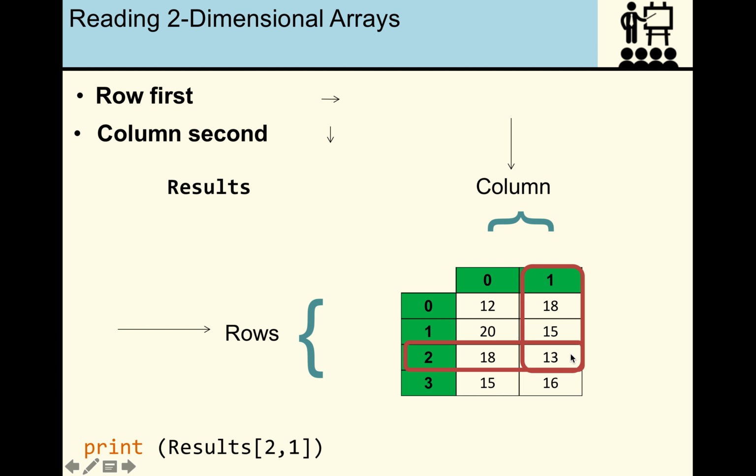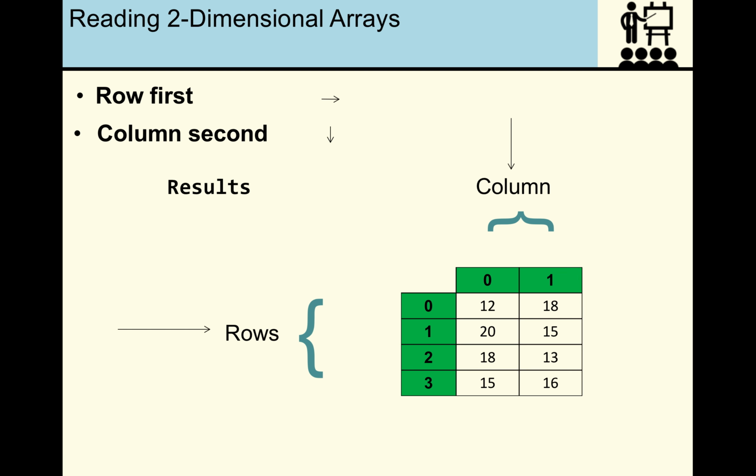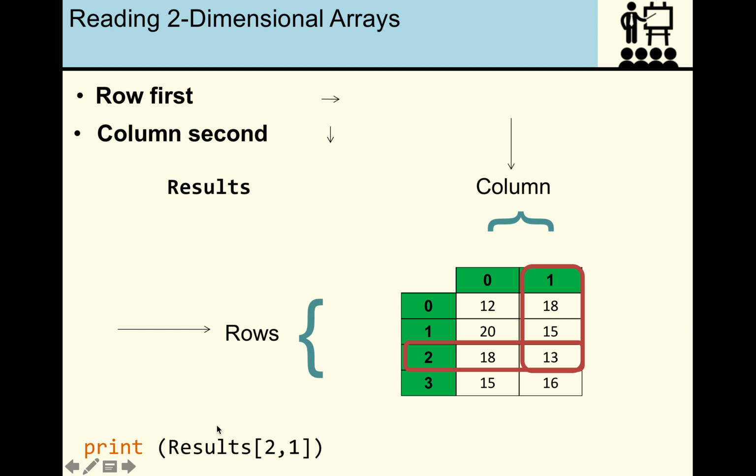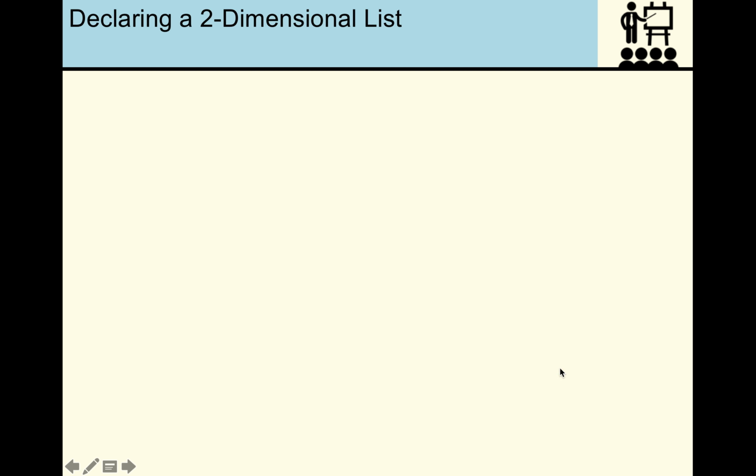And I'm actually going to be printing out 13. I'm getting the result from test 2, and I believe that was Shakira's result. Yep, that's Shakira's result in test 2. So if I wanted to find out Shakira's result in test 2, I'd go results, which is the name of my two-dimensional array. Then I need to pick the row first, which is 2, and then I need to pick the column, and that gives me 13.